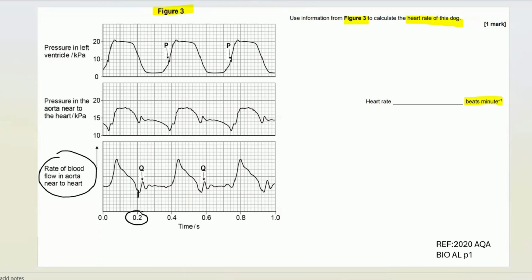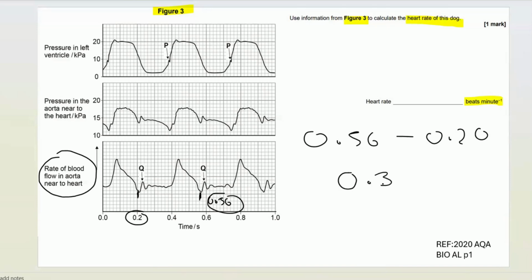I'm going to find two points that are easiest for me to do the maths deduction. So here I'm finding it easy at 0.2. I'm going to go to that little dip in the graph there. Then I'm going to find the identical dip further along in the graph, and that's over here, what looks like 0.56, and that tells me that's one whole cycle of the heart. So that's 0.2 to 0.56. And if I do 0.56 minus 0.2, I'm going to get 0.36, and that is the time for one heartbeat.